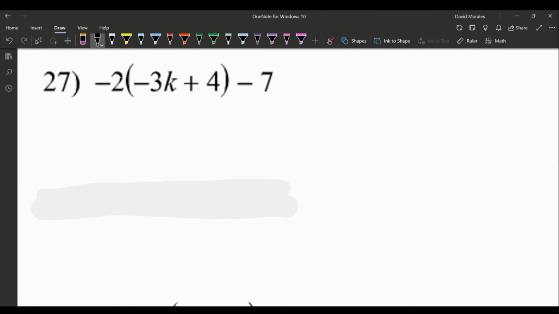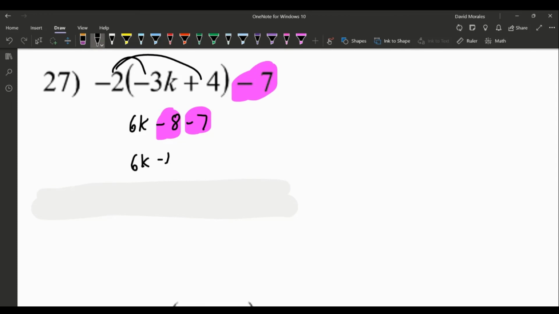All right. So negative 2 times negative 3k is 6k. Negative 2 times positive 4 is negative 8. Now, we didn't touch this minus 7 here, so we're just going to drop it. Now we've got like terms. We've got negative 7 and we've got negative 8, right? So negative 8 minus 7 is negative 15.